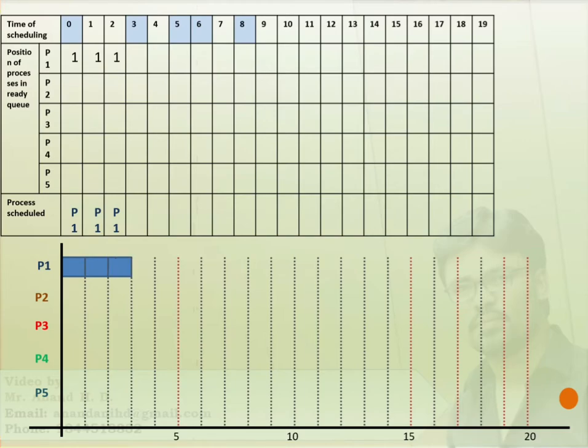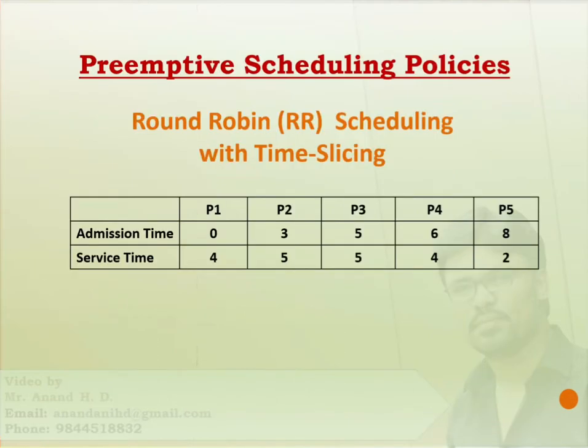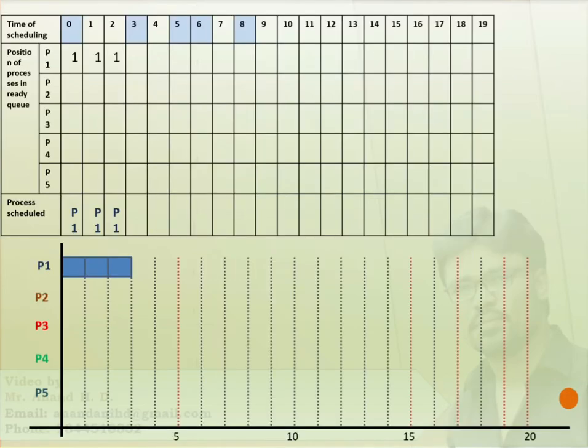Okay, so now if you look into the question, at 3 time units P2 enters, that is, the admission time of P2 is 3, right? So at 3 time units we have two processes in the ready queue, process P1 and process P2. P2 will be in the first position. The just executed process P1 will be at the last, that is, in the second position.